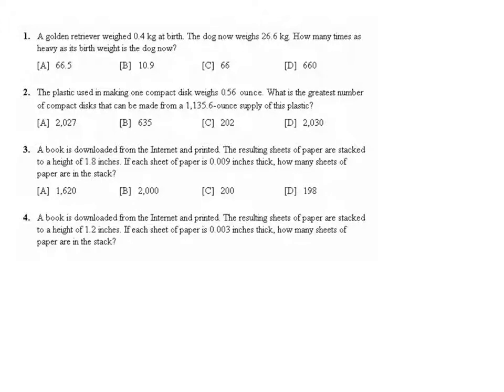So we're going to end up taking our current weight, 26 6/10, and we're going to divide it by 4/10. And that will tell us how many times we multiplied 4/10 in order to get the new weight, 26 6/10. So our problem becomes 26.6 divided by 0.4.